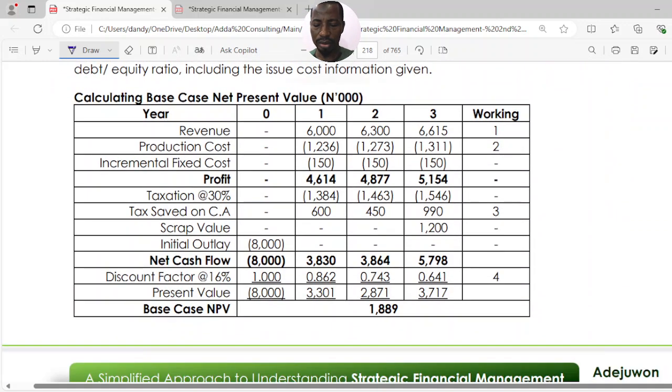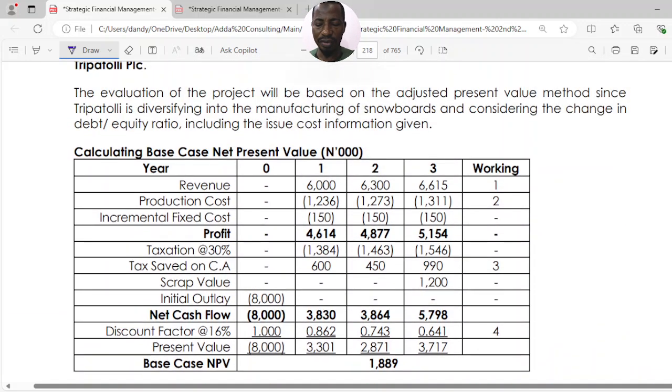Now, of course, in solving the question, I will go to the question. There is no need for you to be reading the question all over again. You've already read through and you know what you want to do. We have identified from the question that the best technique to appraise this project is adjusted present value. Why do you think so? Because the company is diversifying, and we are also told that as a result of undertaking this project, the debt equity proportion will change significantly. Therefore, we are supposed to use adjusted present value. Even at that, the examiner also mentioned in the question that we are given issue cost.